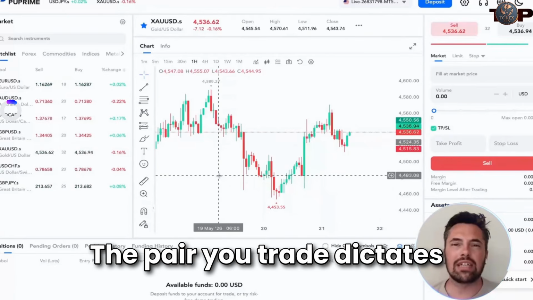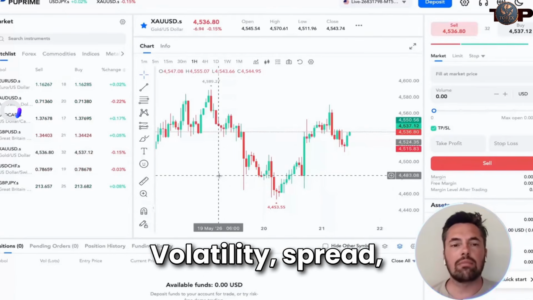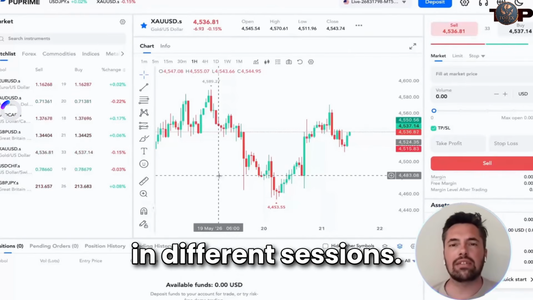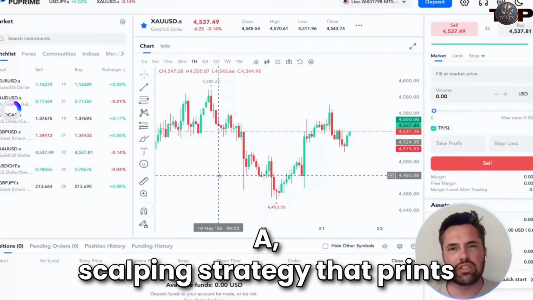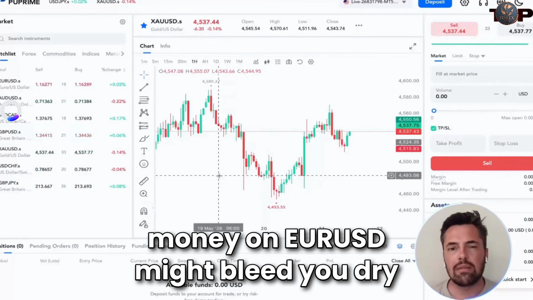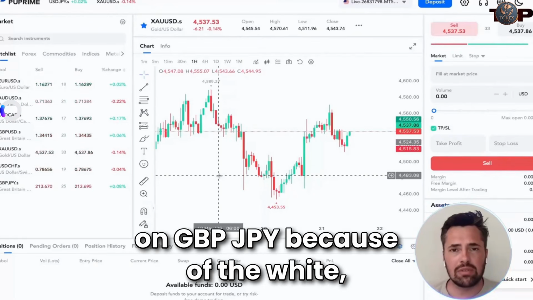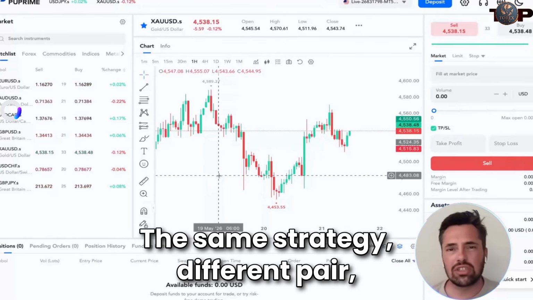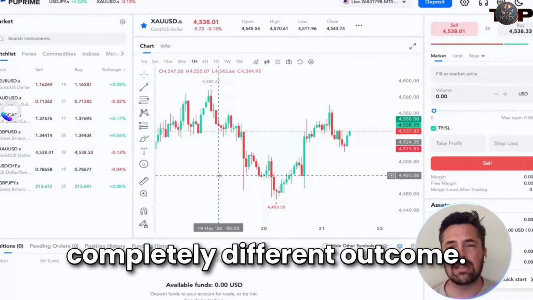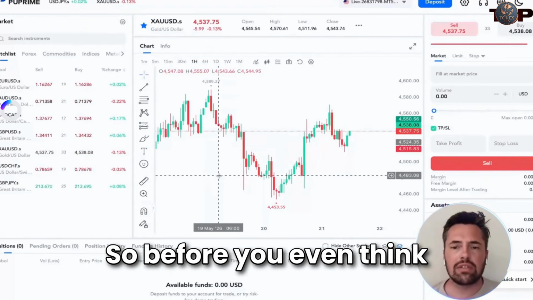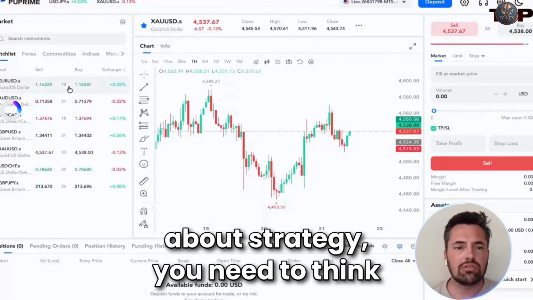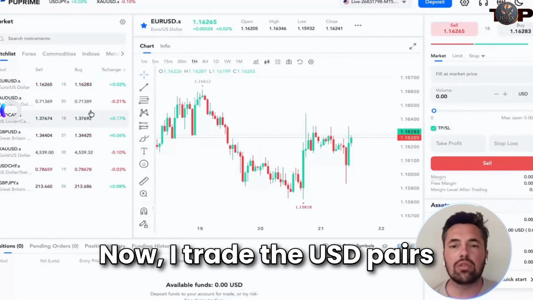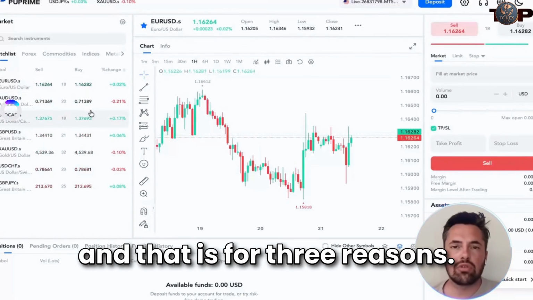The pair you trade dictates everything, right? Volatility, spread, news sensitivity, how it behaves in different sessions. A scalping strategy that prints money on Euro USD might bleed you dry on GBP JPY because of the wider ranges and bigger spreads. The same strategy, different pair, completely different outcome. So before you even think about strategy, you need to think about which pairs match the way you want to trade.